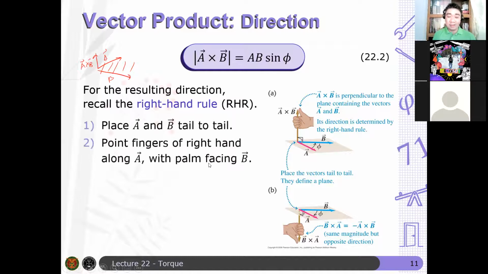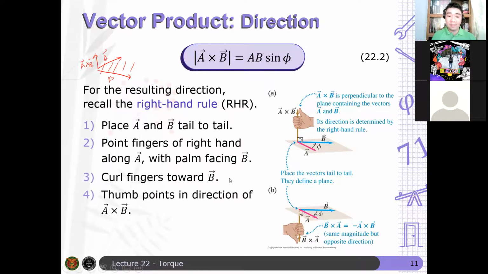As I said, you place A and B tail to tail. You point fingers from A, palm towards B. The direction of the thumb is the direction of the cross product A cross B. Okay? Curl fingers towards B, thumb points in the direction of A cross B, and therefore, the order of the vectors matter because, as I said, kung B cross A yan, pababa ang direction ng cross product. Hindi siya same sa A cross B, baliktad.